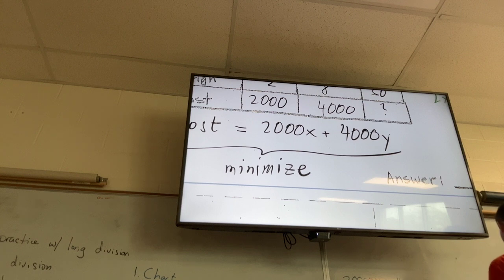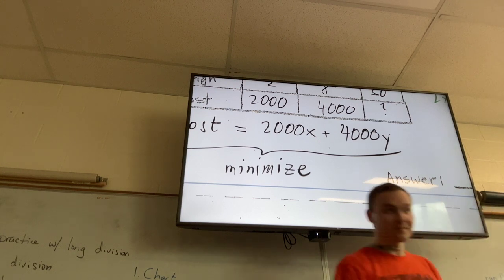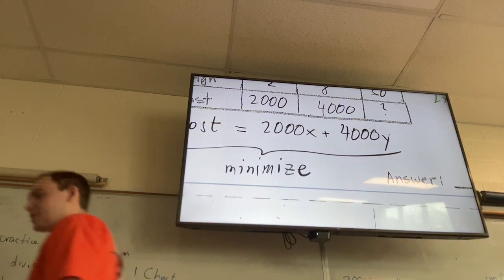Okay? So run factory A for 2.2 days. Okay, they gotta come in for like an hour and a half on the third day. Then run factory B for 3.2 days. Okay. Questions, comments, concerns?